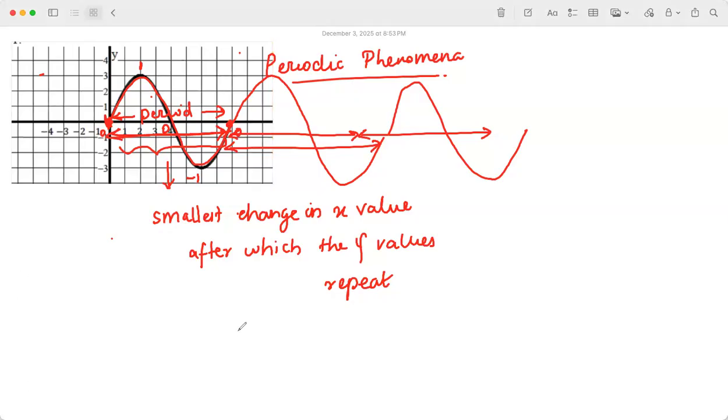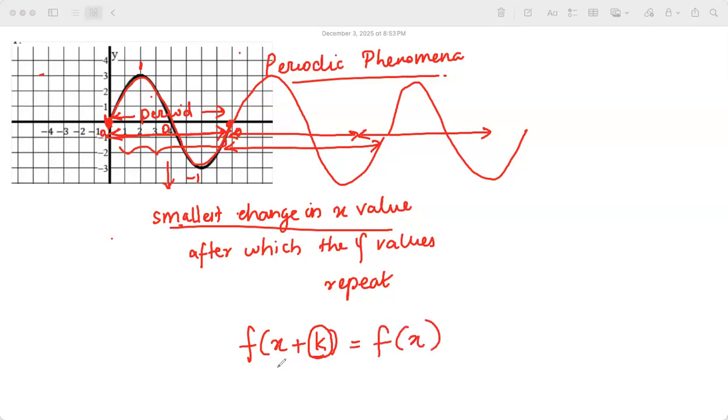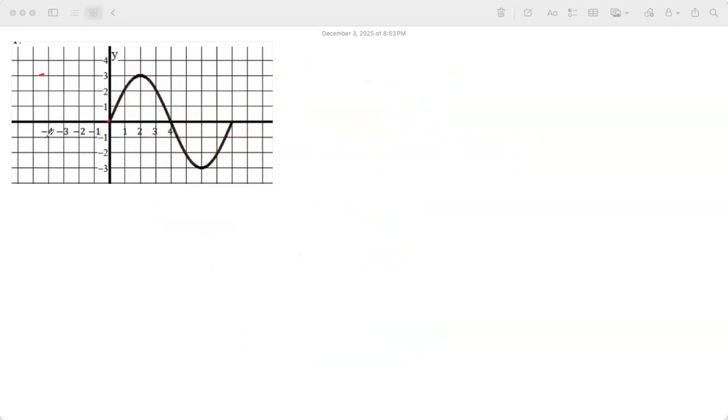In terms of functions, we can define it like this. This is the smallest change in x value for which it is equal to f of x again. Meaning the period can be written this way: the smallest positive value of k for which f of x plus k equals f of x for all values of x in the domain. Can I move on? Okay, now let's go ahead and try this one.